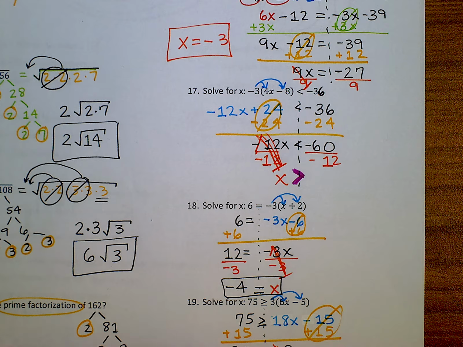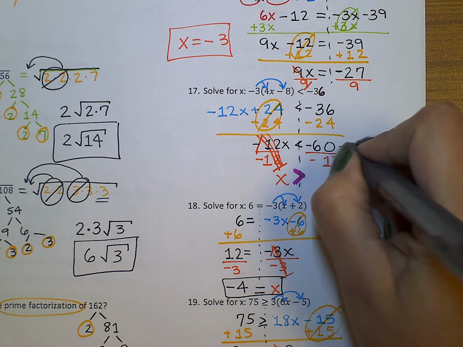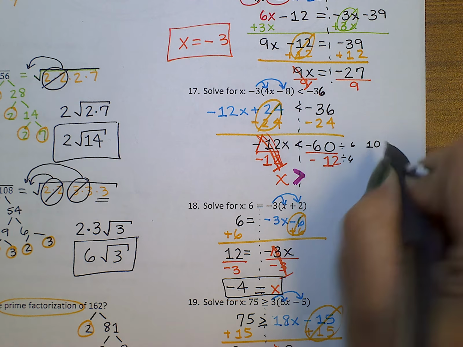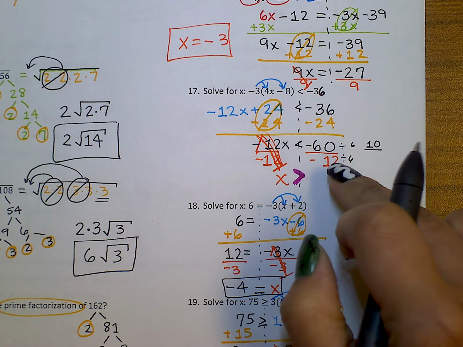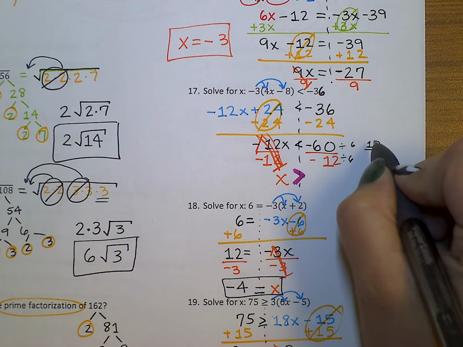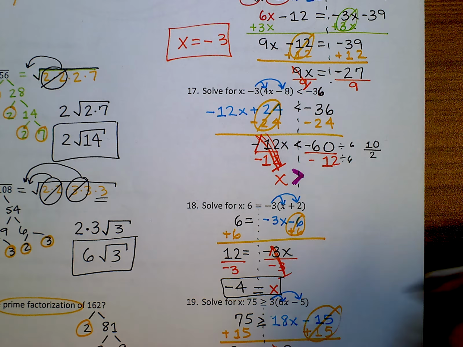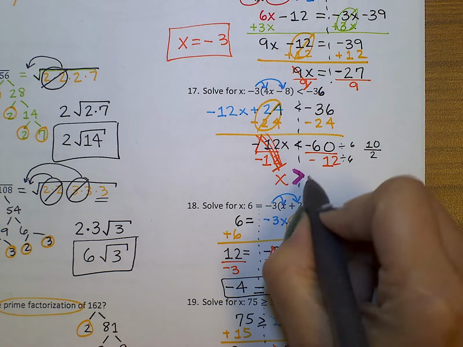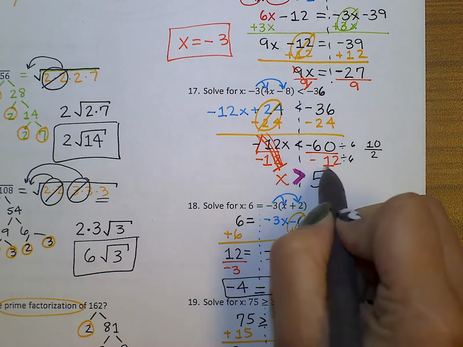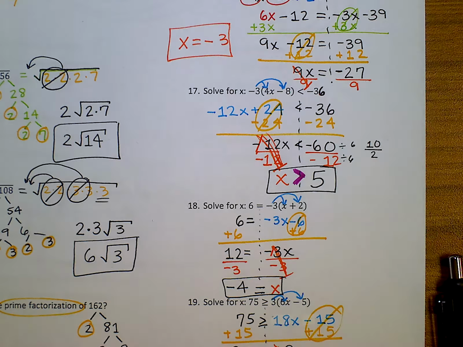Alrighty, and now both of these are divisible by 6. So that would leave me with 10 over 2 again. Really? Okay. And a negative divided by negative is a positive. So that would be 5 again. That's your review.